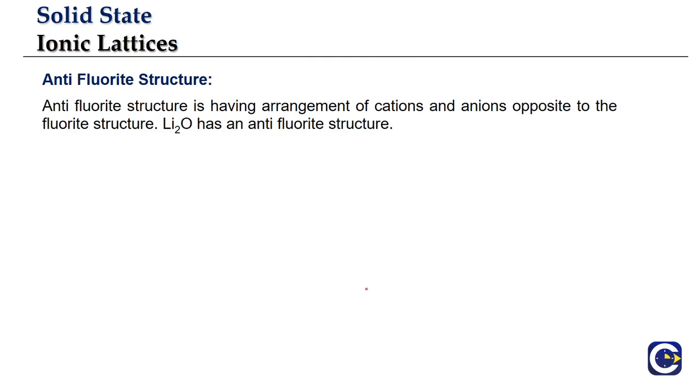What will be the anti-fluoride structure? Anti-fluoride structure is nothing but the arrangement where the cations and anions will take opposite places. Li2O is an example of anti-fluoride structure. So what could be happening here? The oxide ions will form the CCP lattice, and the lithium ions will be occupying the tetrahedral voids. That is what we will be calling as the anti-fluoride structure.